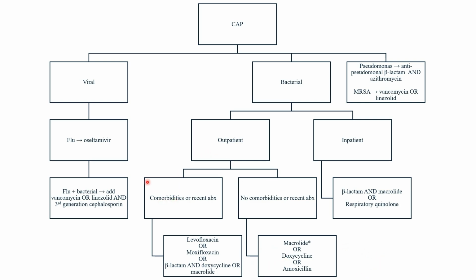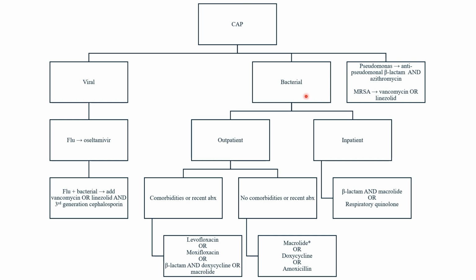If this patient has some comorbidities, what does that mean? Things like diabetes, renal disease, heart disease, lung disease, they use alcohol, they're a smoker. That would be a comorbidity. Or recent antibiotics. What we're going to do, you're going to use a respiratory fluoroquinolone, which is either levofloxacin or moxifloxacin. Or you can do a beta-lactam and doxycycline or a macrolide. In other words, you can use a beta-lactam and doxy, or a beta-lactam and a macrolide like azithromycin. And in many cases, the beta-lactam here is augmentin, so that's amoxicillin and clavulanic acid.